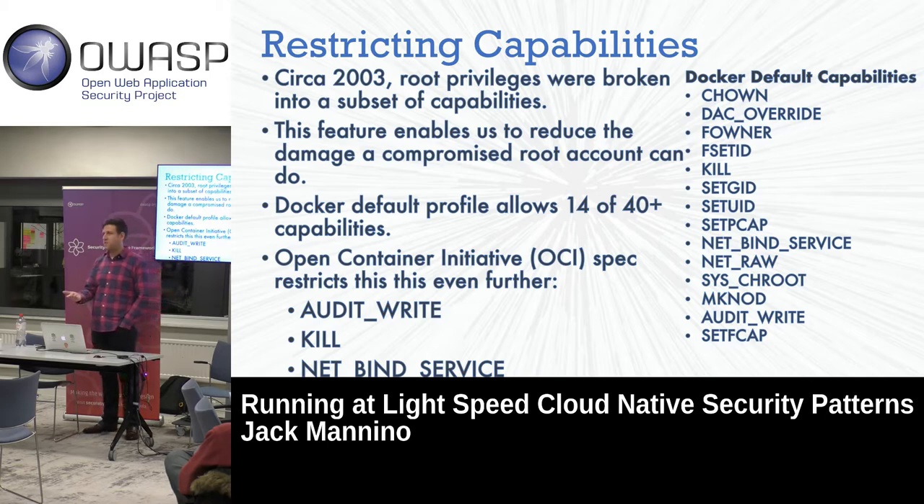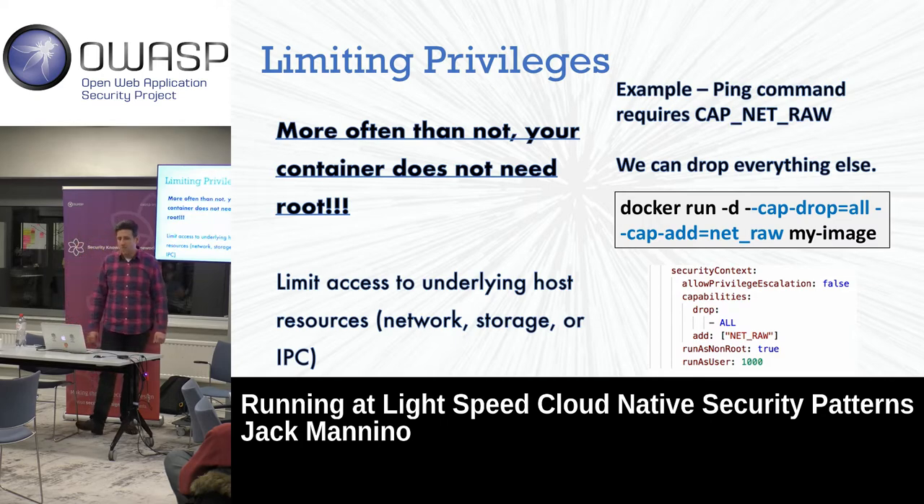The OCI specification, so all the containers now are pretty much building around the OCI spec. The OCI spec actually starts with these: audit write, kill, net bind service. And then even other stuff: setgid, setuid, setpcap, net raw. Net raw is what you use if you want to be able to do things like ping. And those are stripped. And like I said, more often than not, your container does not need root. You also want to limit things like access to IPC, network, storage. And here's an example. If we want to run ping, we can drop a bunch of capabilities and we can add what's needed. We basically don't have all the things we could do as root, and we can just run ping.